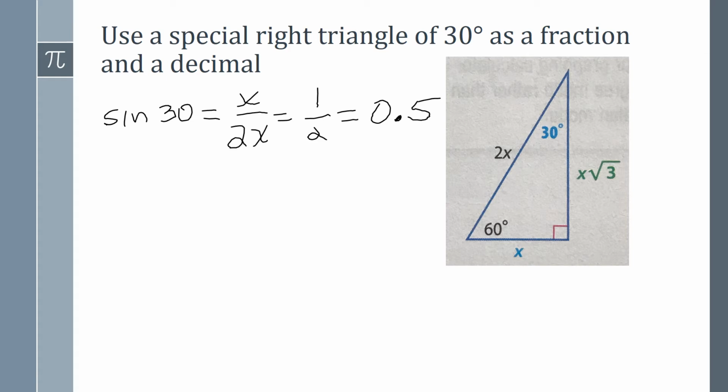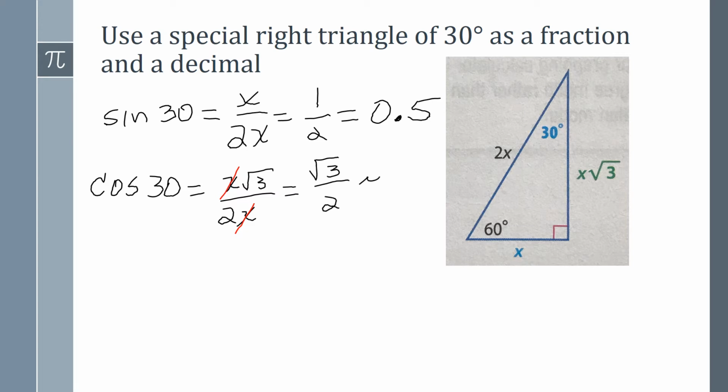The cosine of 30 is equal to the opposite, excuse me, the adjacent, my bad, cosine, CAH. The adjacent is x times the square root of 3, and that's going to be over the hypotenuse, which is 2x. So we're going to cancel these x's out here. And then we're going to end up with the square root of 3 over 2, which is approximately 0.866025, which we're going to round. So this will be 0.87.